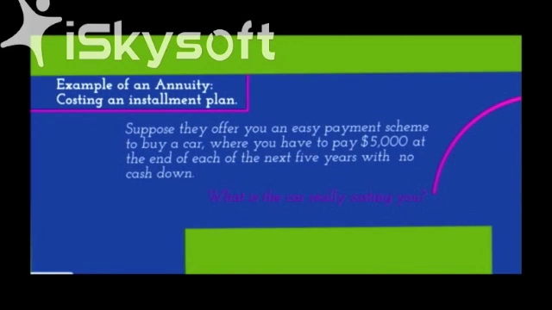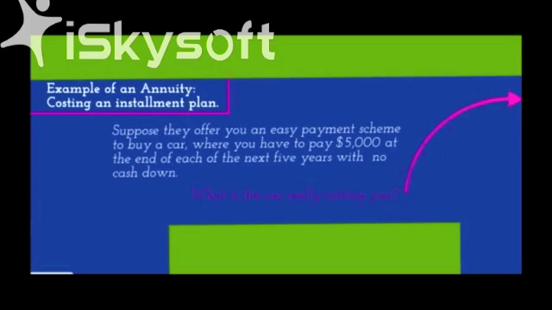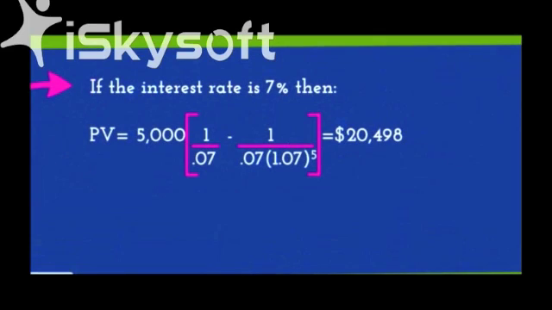Example of an annuity: costing an installment plan. Suppose they offer you an easy payment scheme to buy a car, where you have to pay $5,000 at the end of each of the next 5 years with no cash down. What is the car really costing you? If the interest rate is 7%, the present value equals 5,000 times 1 divided by 0.07 minus 1 divided by 0.07 times 1.07 to the 5th power. That's equal to $20,498.